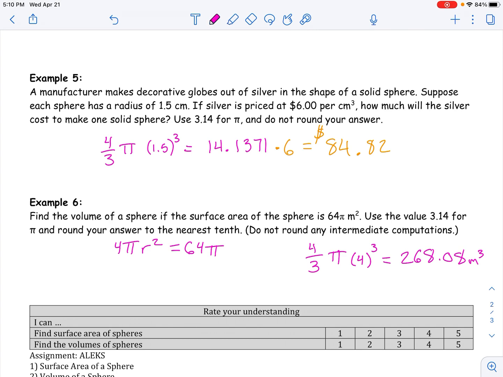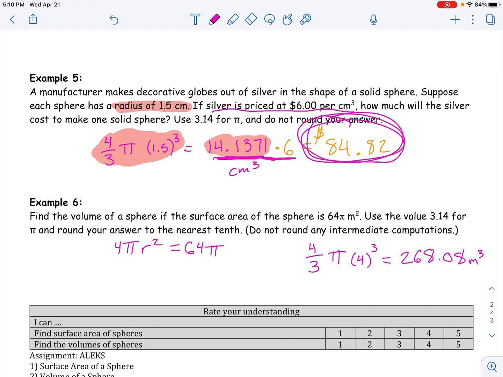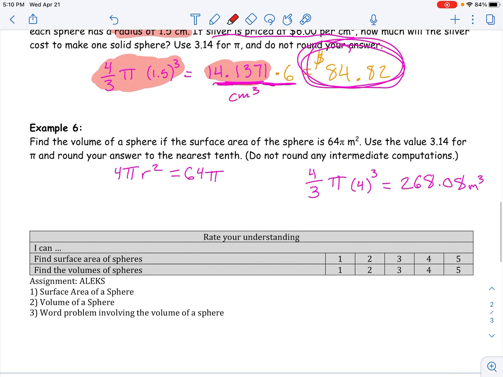So we need to find the volume of one sphere. To do that, here's my formula. And they gave me my radius in the problem, so that's what I put in. And I got this out. That is the volume of one sphere. But that's not what the question's asking. The question's asking us to figure out if silver is priced at $6 per centimeter cubed. This would be in centimeters cubed, by the way. All we have to do is multiply that by 6, and we get a total of $84.82.